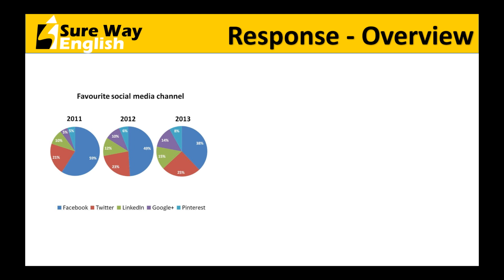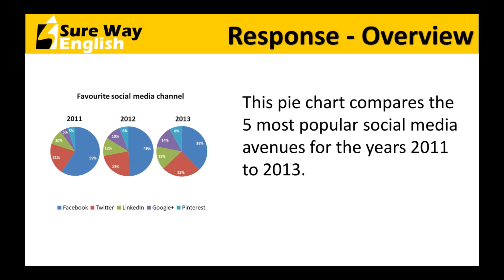And is there a legend? Is there a key here? Yes, there is a key here. So the blue is Facebook, then the red is Twitter, green is LinkedIn, and so on. So take that information, and that will also form your opening sentence, which is: this pie chart compares the 5 most popular social media avenues for the years 2011 to 2013.